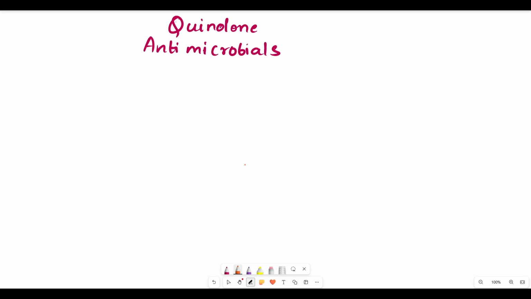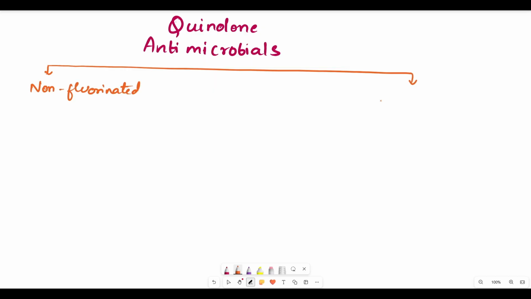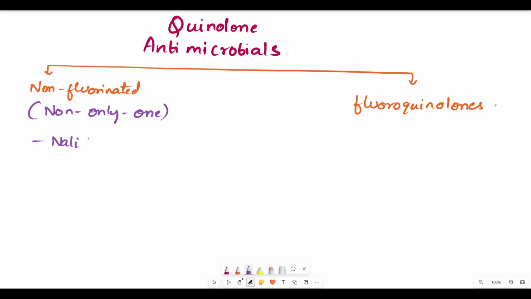Coming to the next classification, that is quinolone antimicrobials. These are initially divided into two subclasses, where one is non-fluorinated quinolones and the second class is fluorinated quinolones, which are also called fluoroquinolones. Coming back to this non-fluorinated class, there is only one simple example. To remember that, remember it as non, only one. There is only one simple example, that is nalidixic acid.